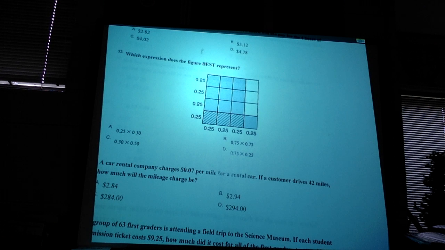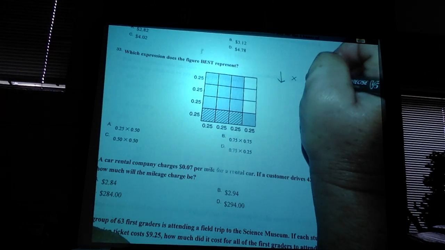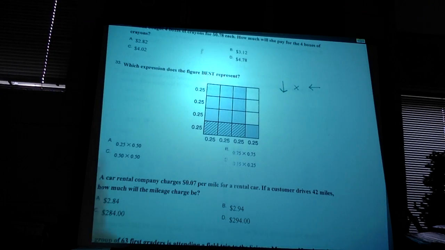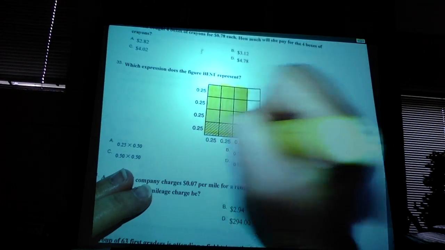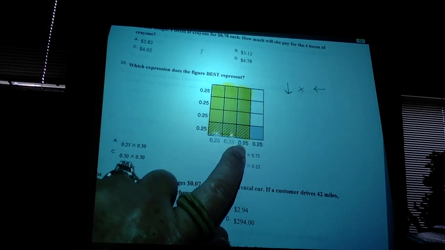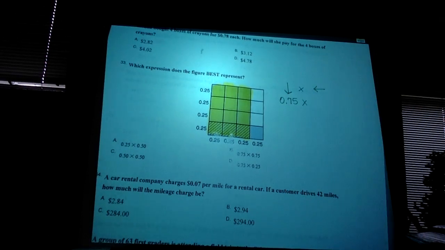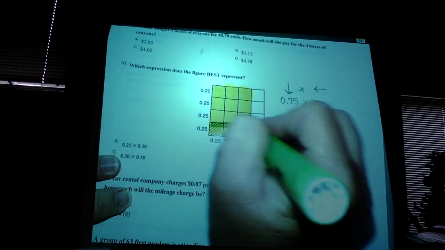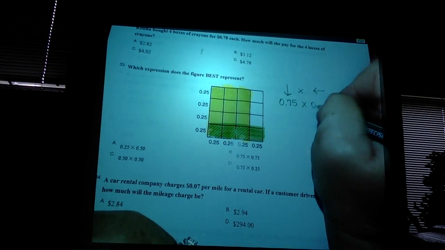Okay, let's do number 33. When we multiply decimals this way, we go down first and sideways second. Down first, sideways second. So here's my down. There are 1, 2, 3 of them. And each one is worth 25. So let's think quarters. 25, 50, 75. So it's 75 cents. And then I'm going to go sideways. And I have 1 quarter sideways. So I'm going to times it by 25 cents.